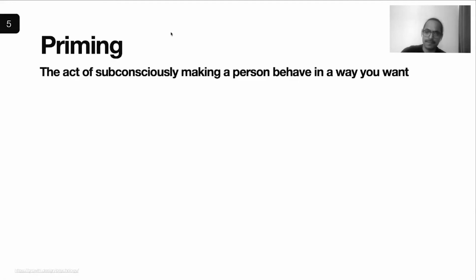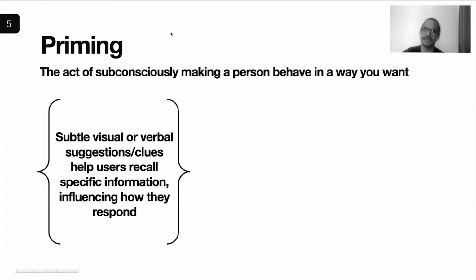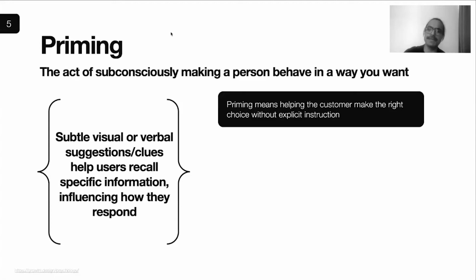So now next we'll talk about priming. Priming is basically when you influence people subconsciously. You don't go and tell the user to buy this, you make a person behave in a certain manner. This could be done either by giving a visual clue or by writing influential copy. It forces the user to behave in a certain way.